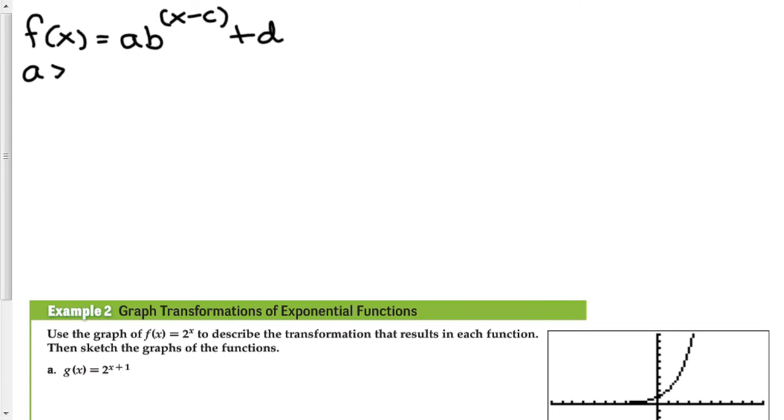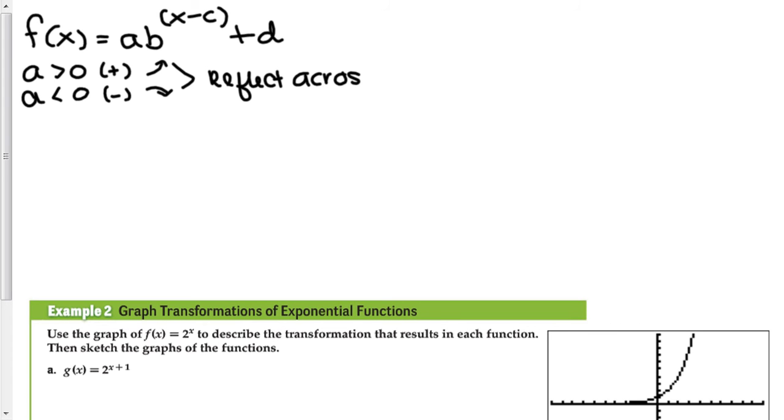If a is greater than 0, meaning positive, our graph is going to be pointing upward. Now, if a is less than 0, negative, our graph flips down. So this negative makes our graph reflect across the x-axis.